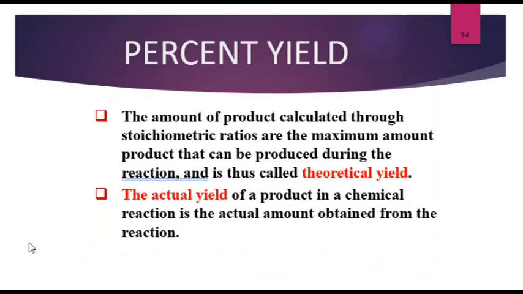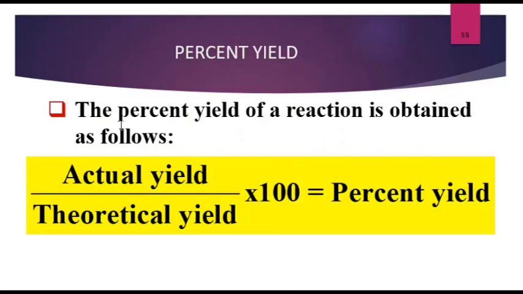And then, lastly, percentage yield. The theoretical yield is the amount of product calculated through stoichiometric ratio, or the maximum amount of product that can be produced during the reaction. And the actual yield is the amount of product actually obtained from the reaction. So, for example, this is the formula: actual yield divided by theoretical yield, to get the percentage yield.